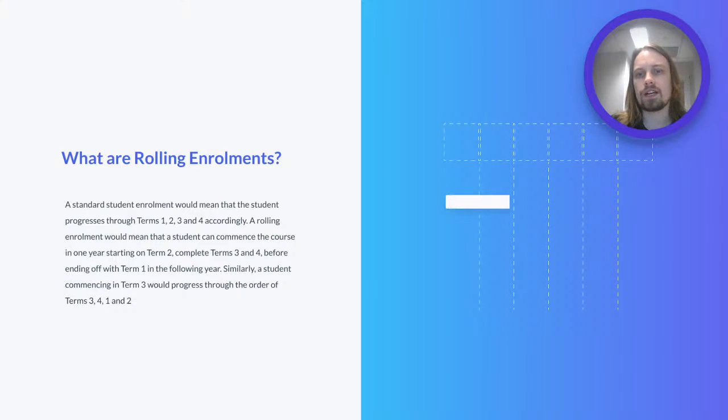In a rolling enrollment case, you would have a student that could start at any one of those terms and progress onwards. For example, if you had a student who started in term 2, they would go on to complete terms 3 and 4, but when they get to the end of that, they've missed term 1. So they would roll over into the next year when term 1 starts again and finish off there. Similarly, if a student starts in term 3, they will progress through terms 3, then 4, then again roll over and complete terms 1 and 2 in the next year.